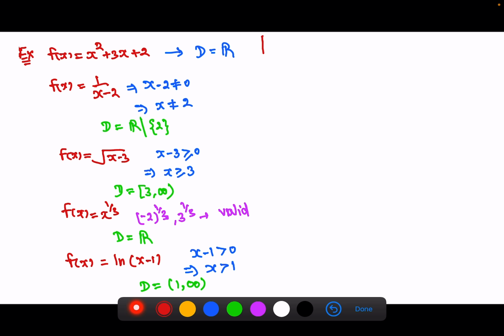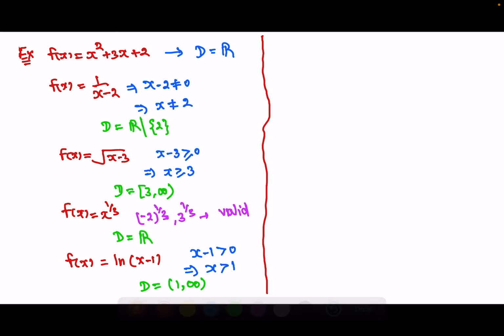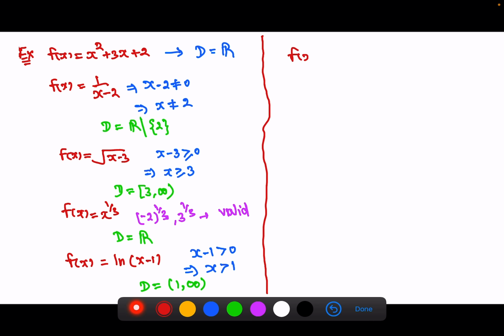Now if function is exponential function, f(x) equal to 2 raised to the power x, then there is no restriction on exponential function. So for this function also I can say that domain is set of all real numbers.